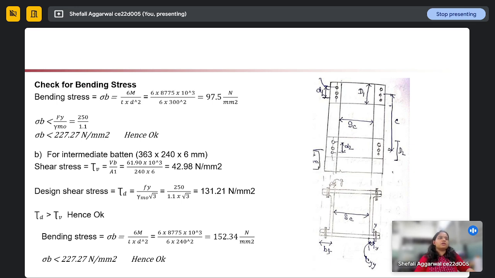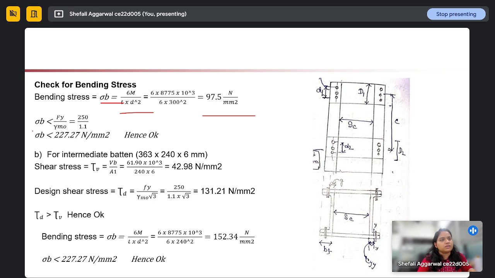So next is how to do a check for bending stress. Bending stress is given by 6M divided by t into d square. The moment we have already calculated. Thickness is 6 mm and depth was 300 mm. So using this formula, we are getting our bending stress as 97.5 Newton per mm square.